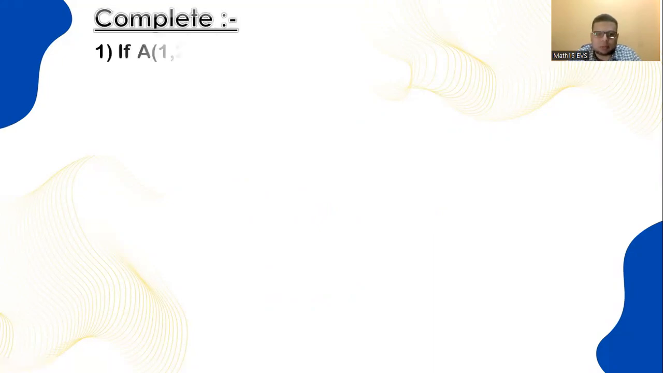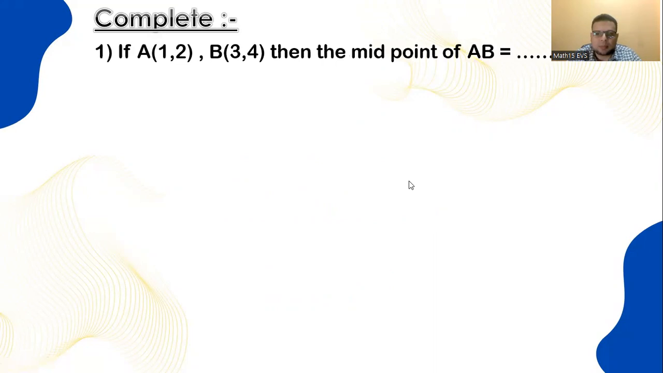First, complete. Question number one, if A is the point (1, 2) and B is the point (3, 4), then the midpoint of AB is what? You remember the rule of the midpoint? The midpoint is the ordered pair.